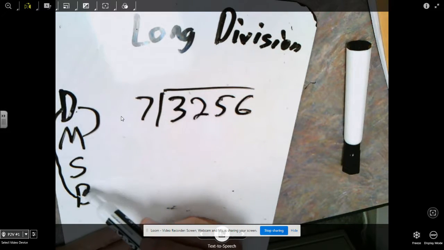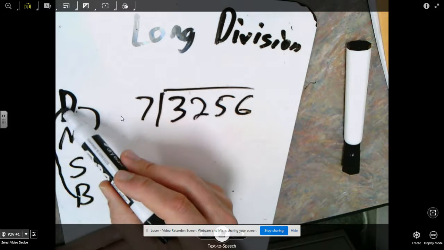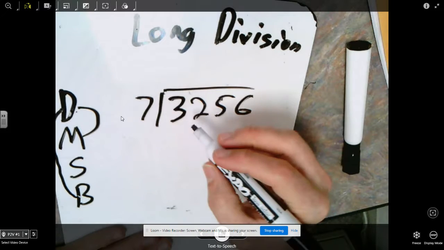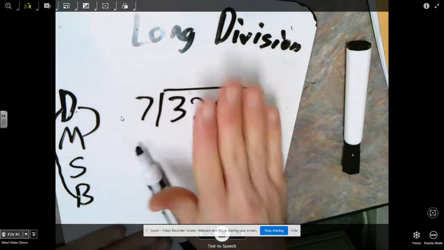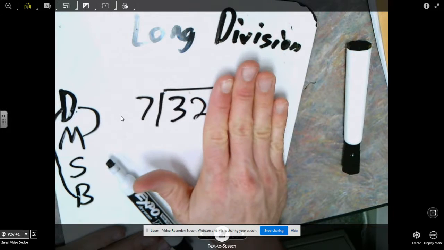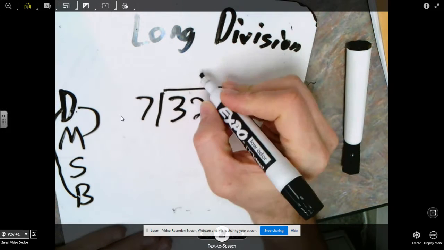And then when they bring down the next number, that restarts the cycle of division, and it lets them know that, hey, they're dividing the bottom number. So if I go through this, my first step is I'm going to divide. I'm going to check, can I take any 7s out of that 3? No, I can't. So now 32. I can take 4 7s out of that 32.